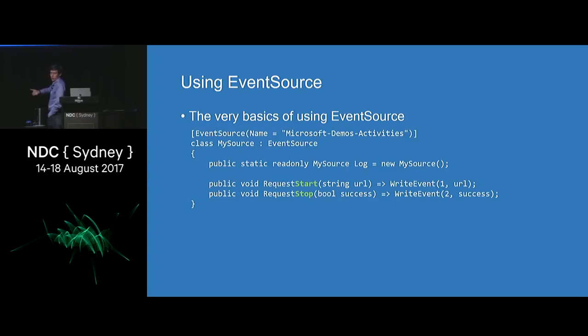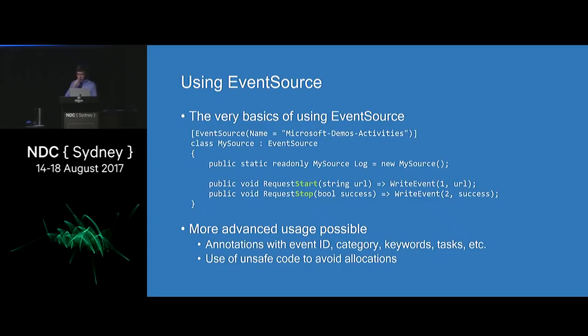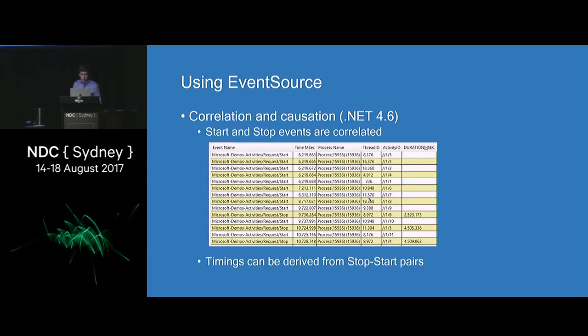There is actually a reason that I have this start and stop pair here. Because if you start using start and stop in combination with EventSource, you get a new feature in .NET 4.6, which is called correlation and causation. What you see here is a screenshot of PerfView. This is a piece of code that has been instrumented with RequestStart and RequestStop.